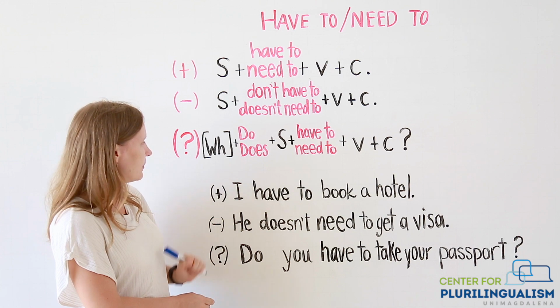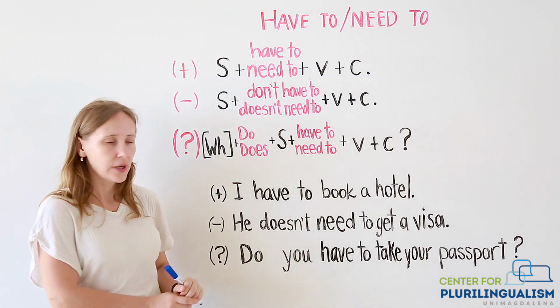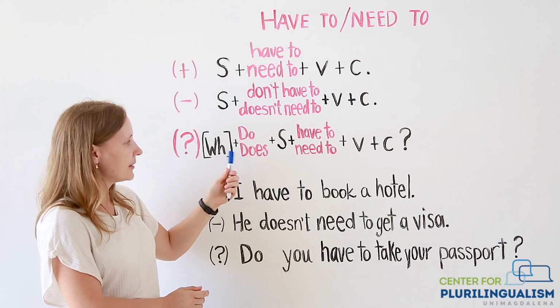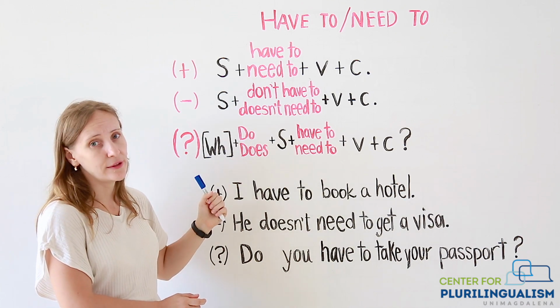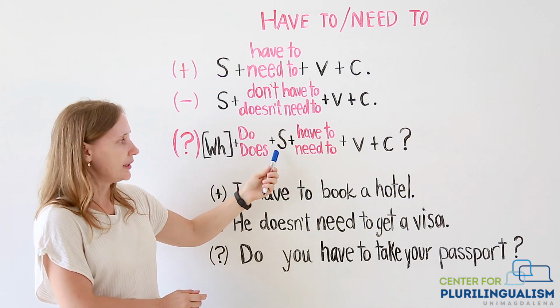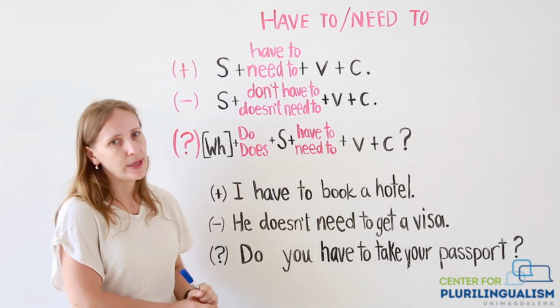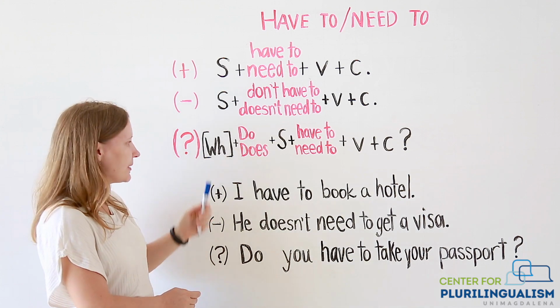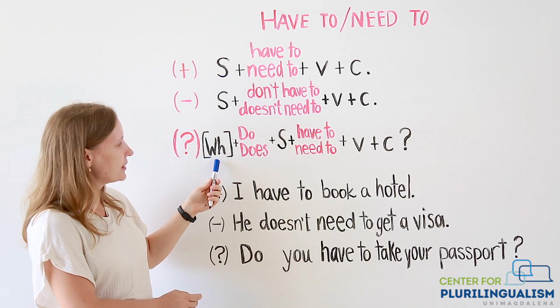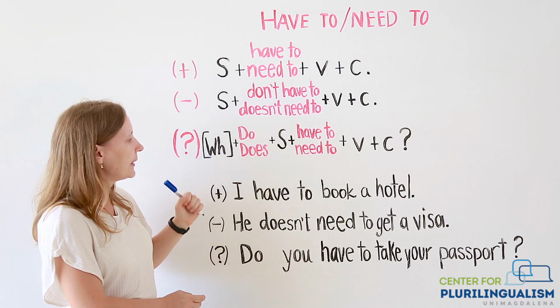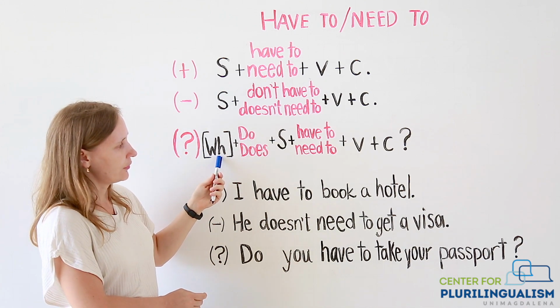Then, if we speak about interrogative sentences or questions, we need to start the questions with an auxiliary verb, do or does. Then we use a subject, have to or need to, then the main verb and the complement. If it's a special question, in this case you can use a WH word, where, when, why, in front of do or does.